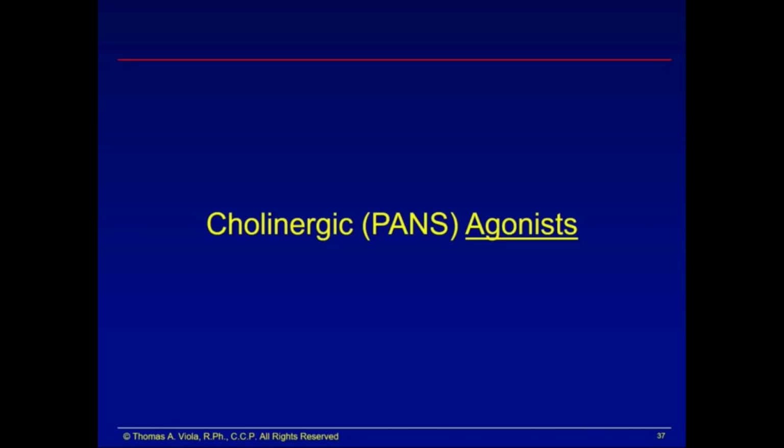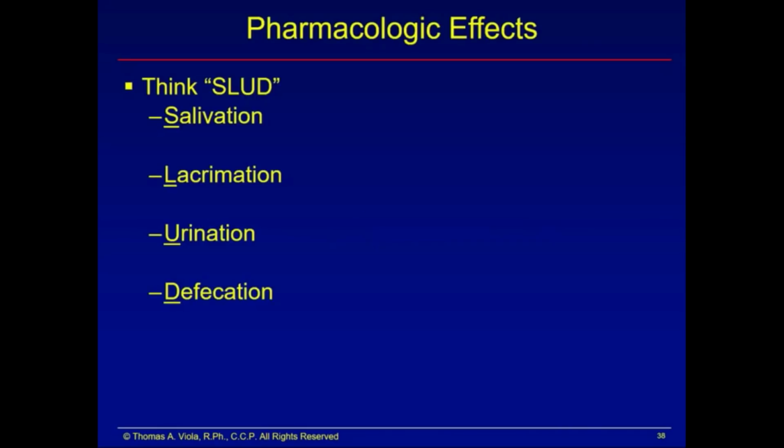So let's talk about agonists to begin with. All right, I say cholinergic agonist. You say SLUD. Careful now, that's a D at the end, okay? SLUD: salivation, lacrimation, urination, defecation. So why do I say think SLUD? Well, I need you to remember them together because they all go together.